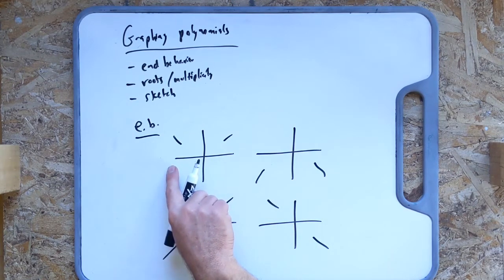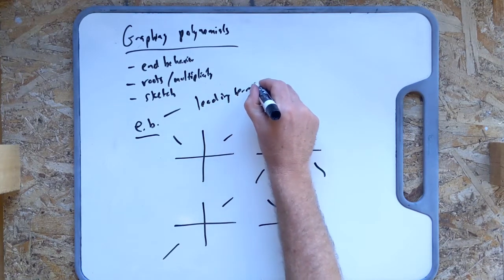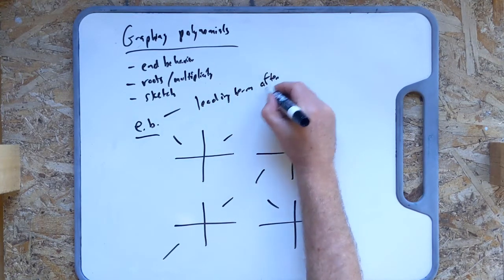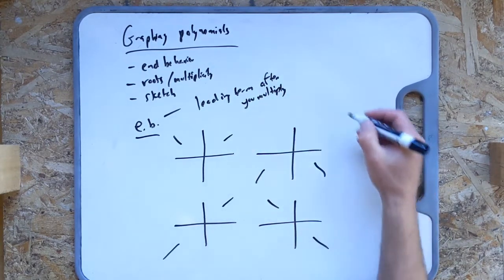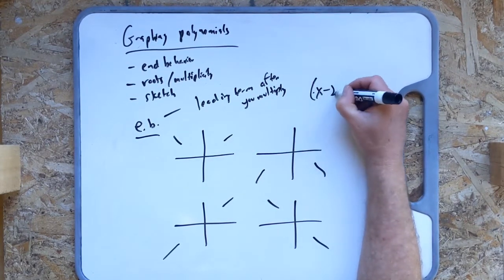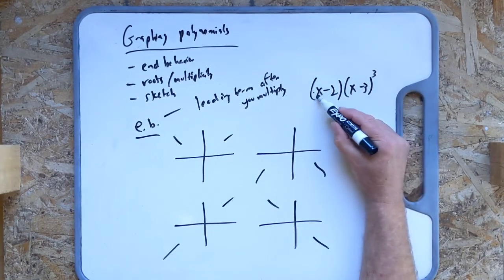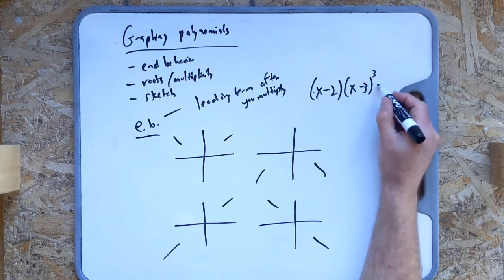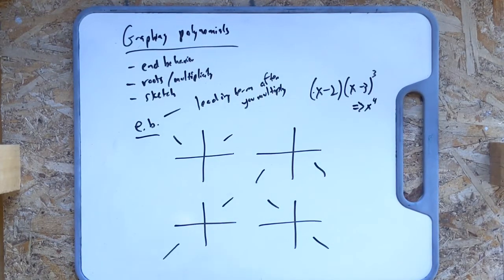The end behavior is determined by the leading term after you multiply. And you don't have to multiply fully out, you just have to multiply to get the leading term. So for example, if I have x minus 2 times x minus 3 cubed, the leading term is x times x cubed, or x to the 4th. If it is not multiplied out, you just use the leading term.